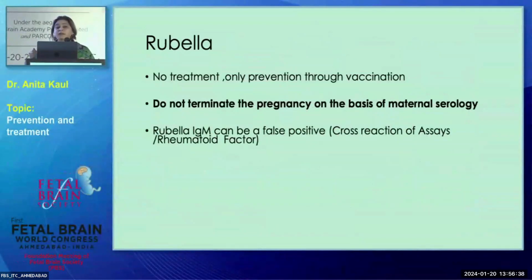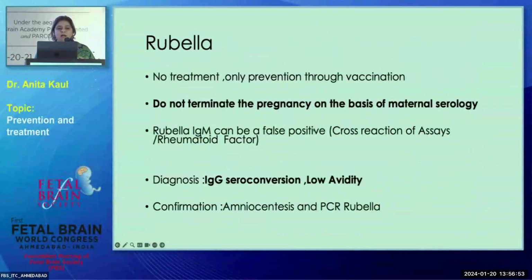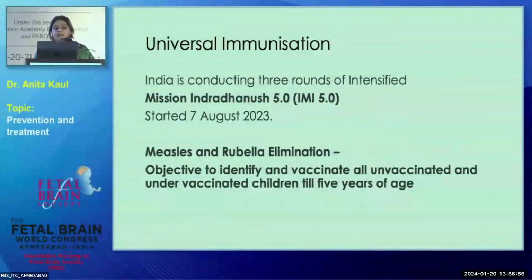If you have documented, and I mean documented, which means it's on an amnio with a PCR, not terminating on the basis of serology bloods, the only treatment is vaccination, that we should be vaccinating women before. And fortunately for us, this is something that India has really taken on seriously. We have a mission called Mission Indradhanush, which started last year in August, and the government wants to eradicate measles and rubella. And obviously the idea is to catch them young.